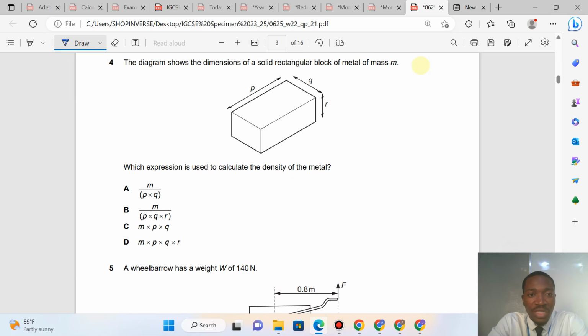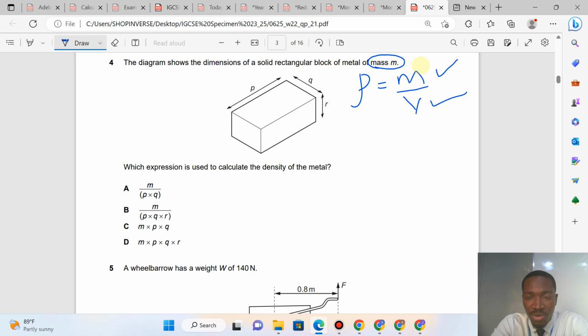Question 4. The diagram shows the dimensions of a solid rectangular block of metal of mass m. Which expression is used to calculate the density of the metal? Do not forget that density is equal to mass divided by volume. So if m is the mass, v is the volume, how do you get the density? The mass is m from the question. What's the formula for volume? Volume is equal to length times breadth times height.